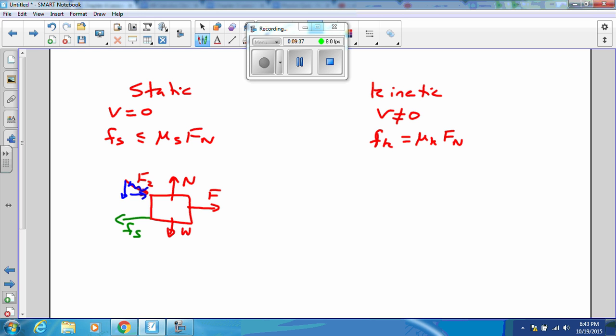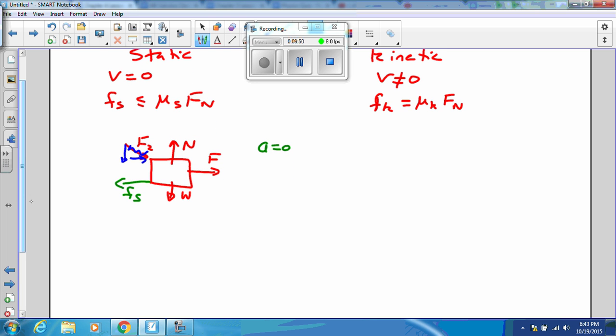Because the velocity is 0, and because that does not change until the object breaks free, that means that the acceleration is going to be 0 as well. Not only is the velocity 0, but until we hit the max, the acceleration will be 0 as well, because the velocity is not changing.